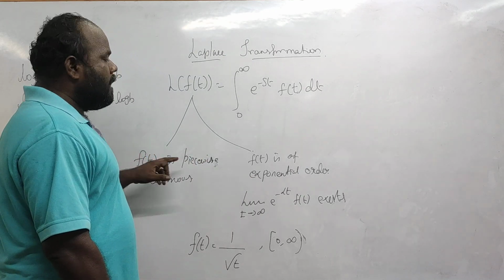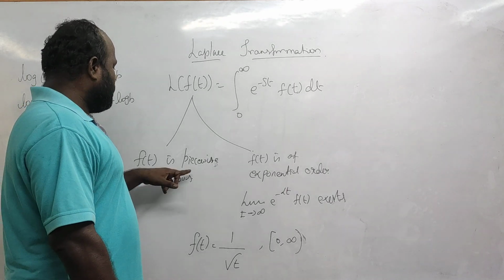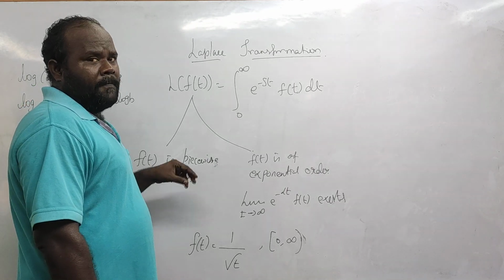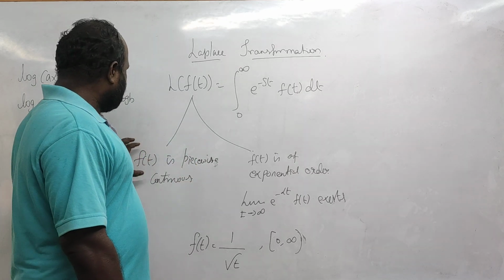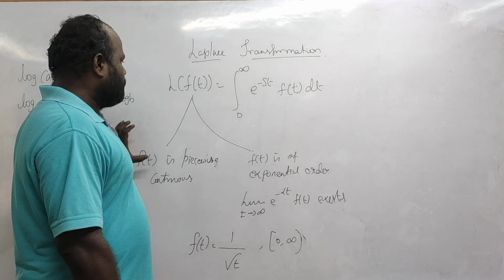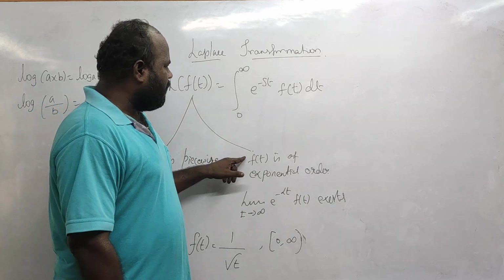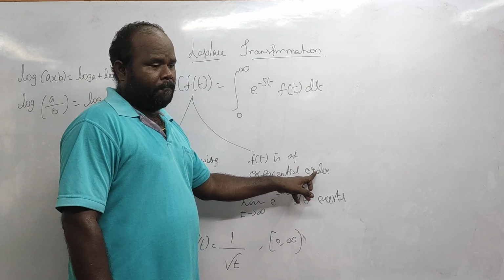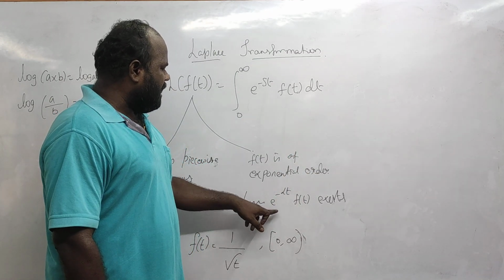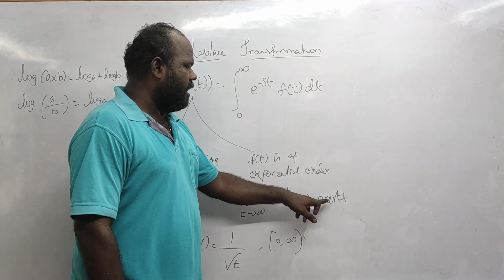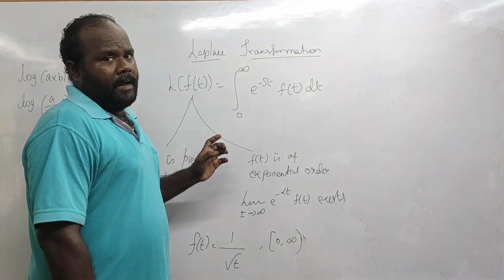The function should be piecewise continuous. As you know the definition of continuous, piecewise continuous means the function should be continuous in each and every subinterval of the given interval. The first condition is f of t should be a piecewise continuous function. Second, f of t is of exponential order. What is exponential order? The limit as t tends to infinity of e power minus alpha t into f of t should exist. So these two conditions will be sufficient conditions.